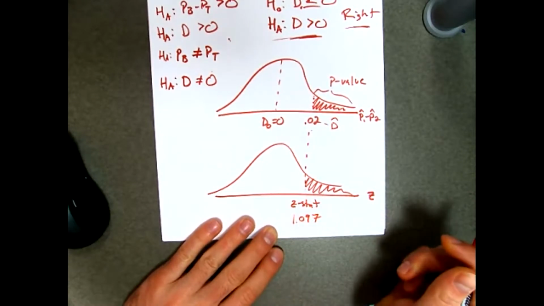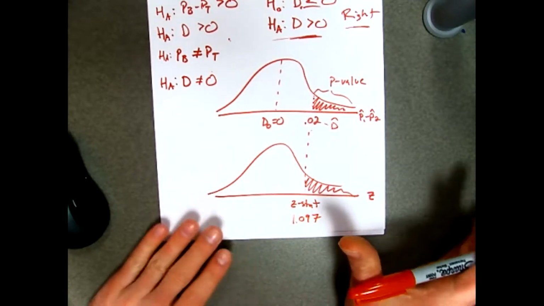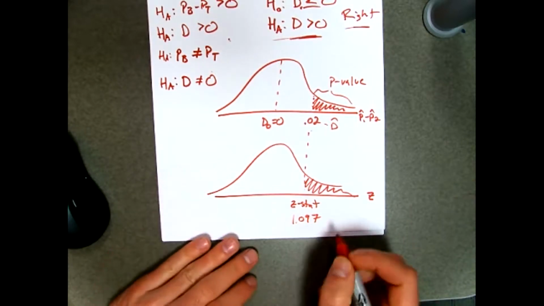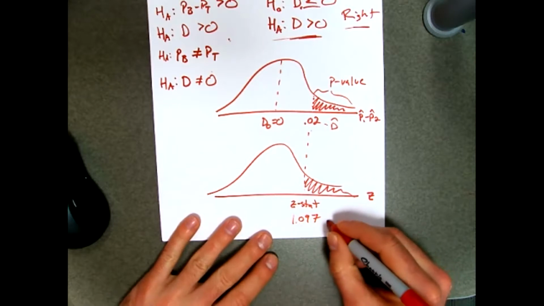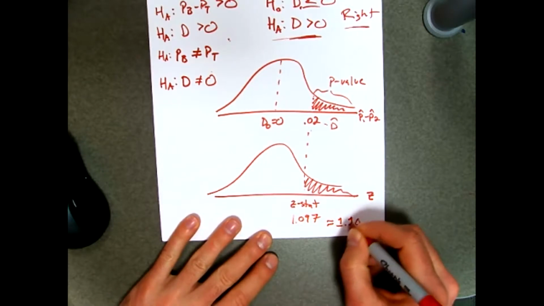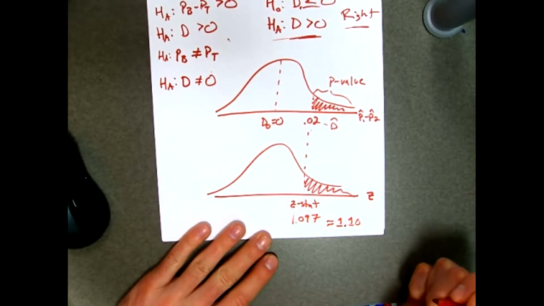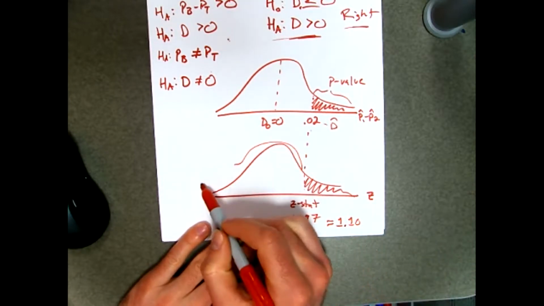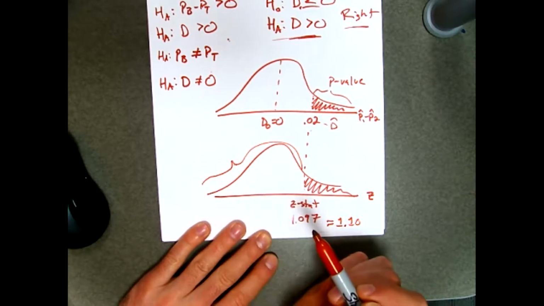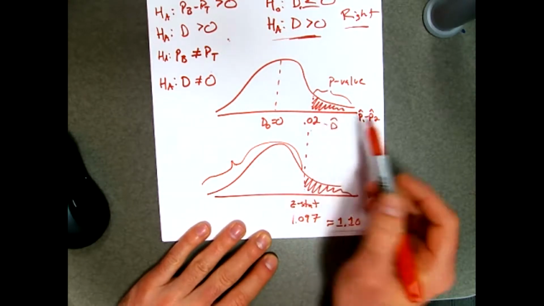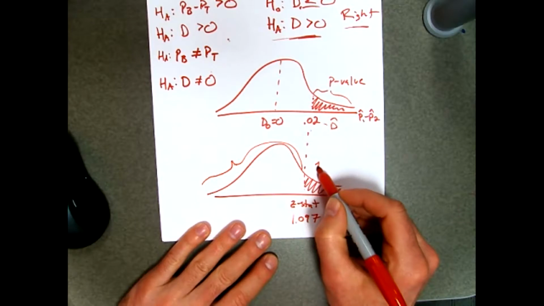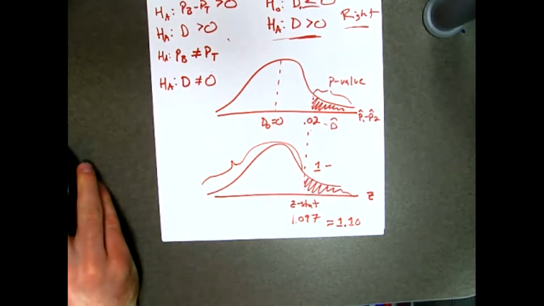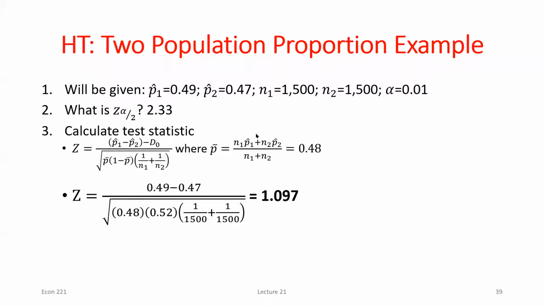So if I use my standard normal table and I look up, I can't look up 1.097, I have to round this to the second decimal. So 1.10, I guess, if I round to the second decimal. But when I look it up in the table, it will tell me the area to the left. I wanted the area to the right for this right-tailed test, so I need to do what? Subtract it from 1.